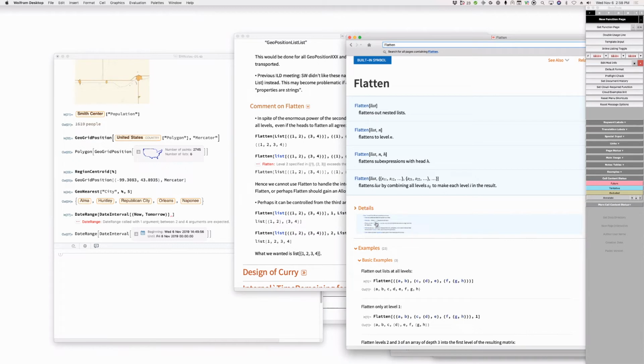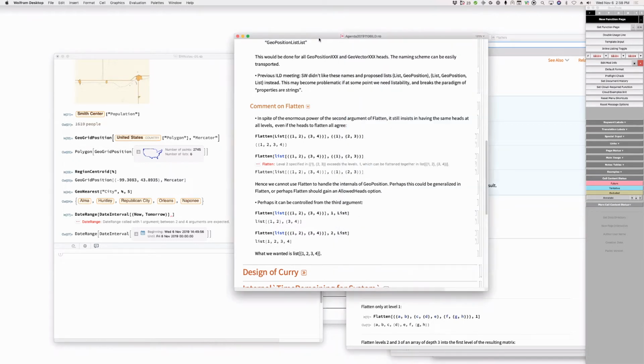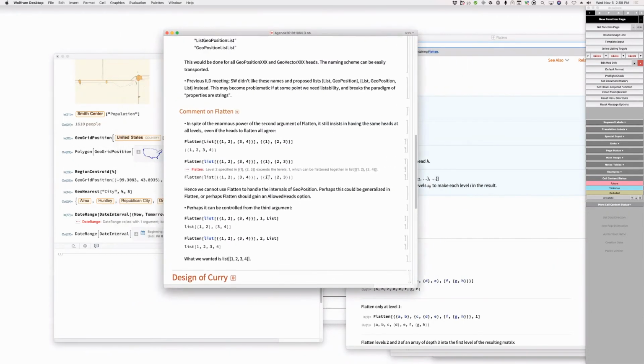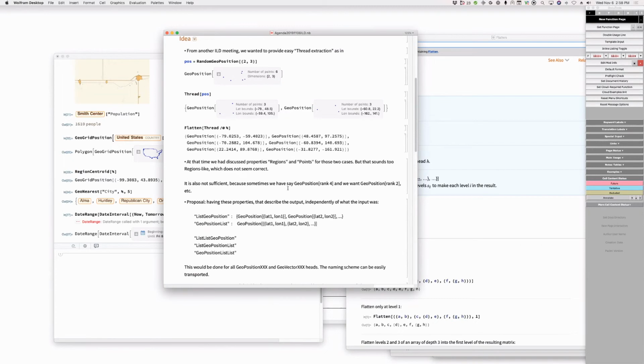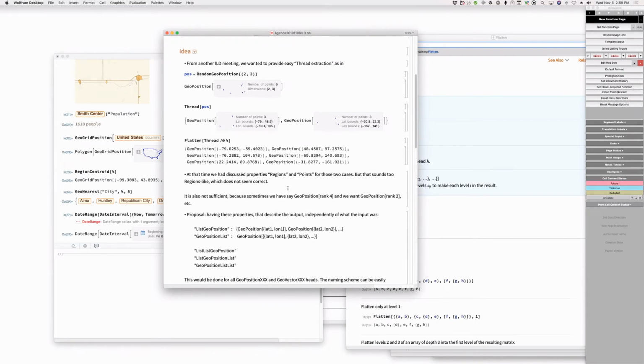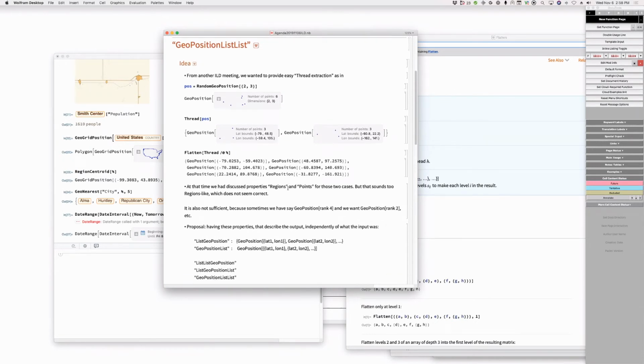Okay, well, so if that worked, how would that affect our discussion about geoposition list? Well, the idea would be that by using flatten properly, we could move all these geoposition and list levels around and flatten them. And how properly would that have to be? I mean, how bizarre is it going to get? It will be a careful choice of numbers in the second argument of flatten.